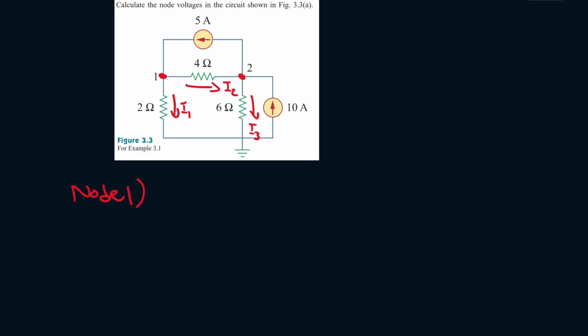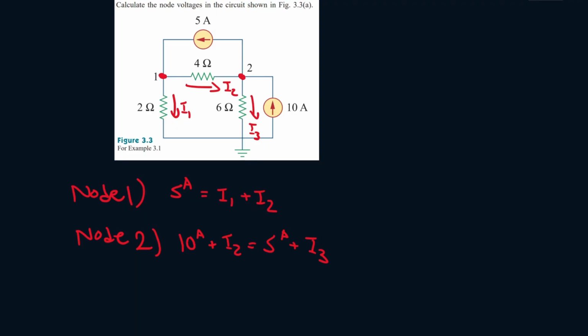Okay, so we see 5 amps is entering the node, and this will be equal to anything that's leaving the node. So it'll be I1 plus I2. And for node 2, we see 10 amps is entering the node, and I2 is entering the node, and 5 amps and I3 are leaving the node.